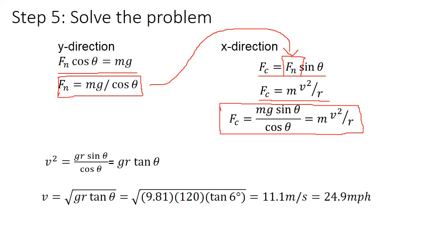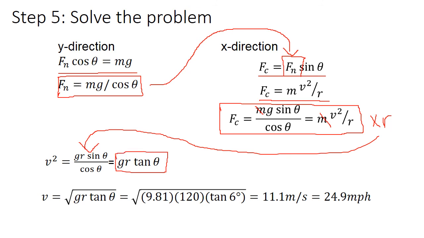So from this equation over here, we can cancel out an m on both sides. And if we were to multiply r on both sides of the equation, we would get v squared equals gr sine theta over cosine theta. Now recall from trigonometry that sine theta over cosine theta is equal to tan theta, which is where we would get this equation.